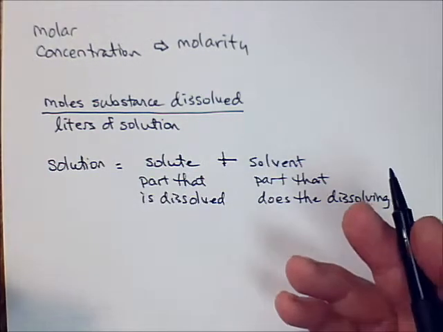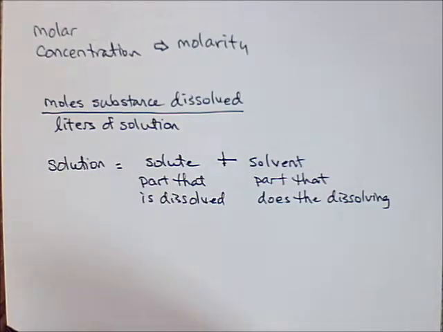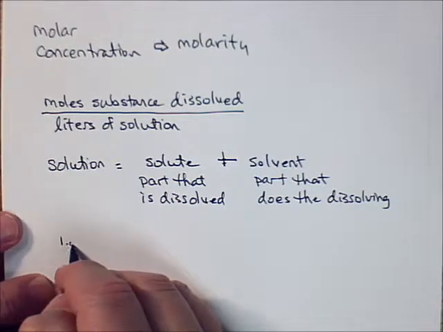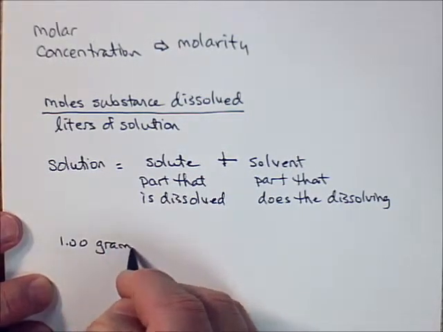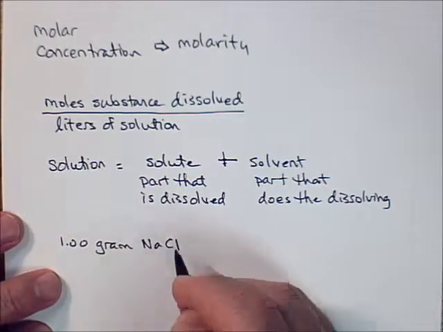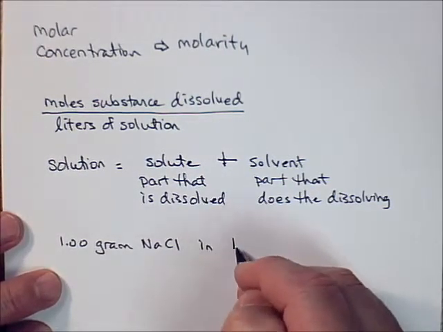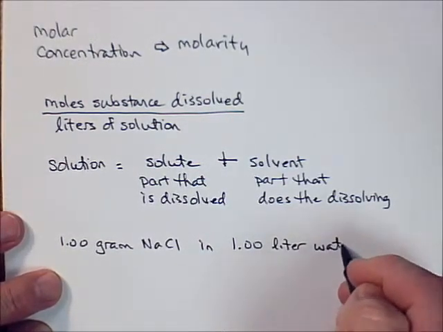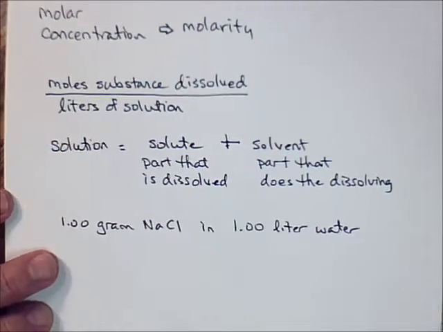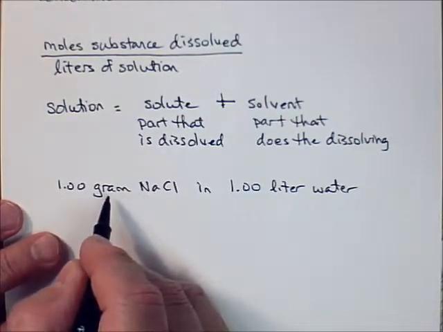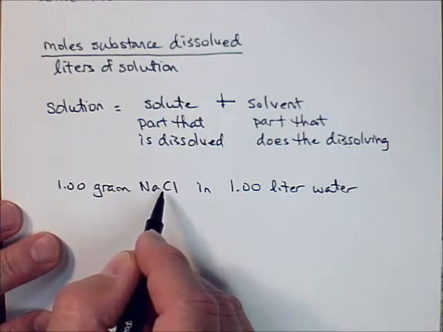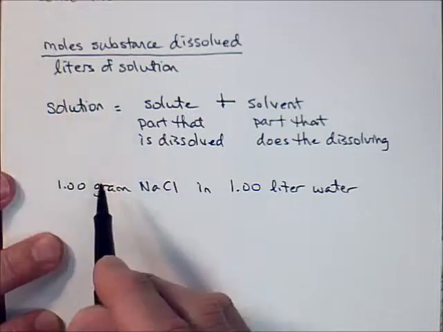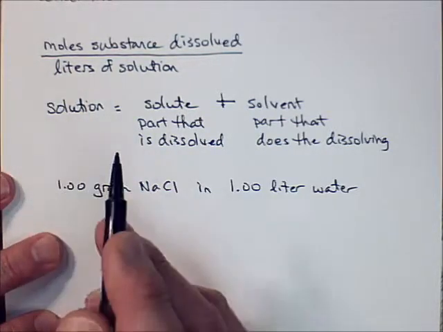So let's look at a solution and see if we can figure out what the molarity would be. Let's say we're starting with 1 gram of sodium chloride in 1 liter of water. We're going to first have to find the molar mass of the sodium chloride in order to get it into moles. Remember, to convert from grams to moles, you've got to use molar mass.